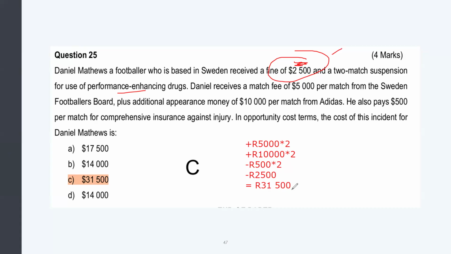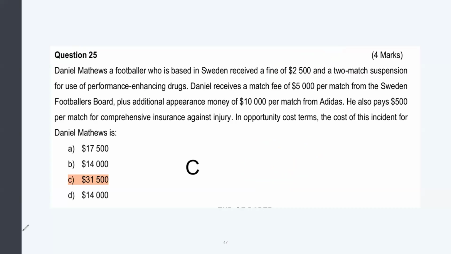So, sorry. My apologies, I've written it wrong. It's plus here, not minus. Sorry for that. It's plus, not minus here, on the 2.5. Because we are saying that if he had not done the drugs, this money would still be in his account. If he had not done the drugs, he would have this 5,000 by 2, he would have this 10,000 by 2, he would have this 2.5, but he would have paid the insurance. Right? So that is a question of calculating opportunity costs.